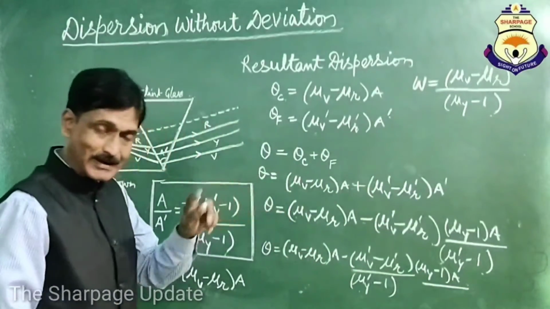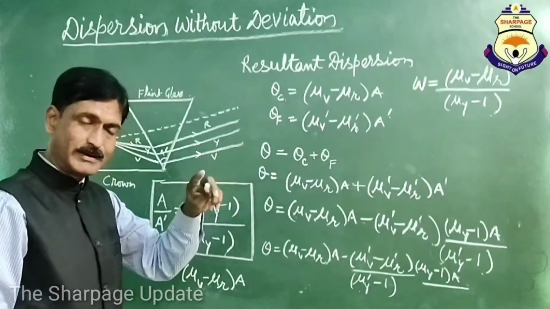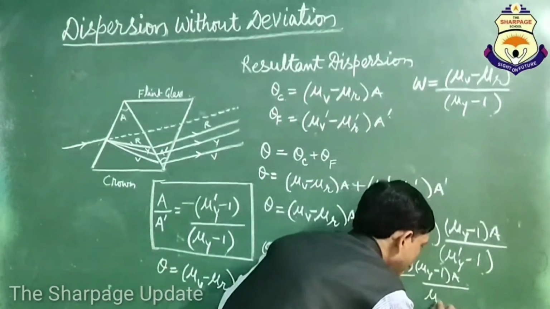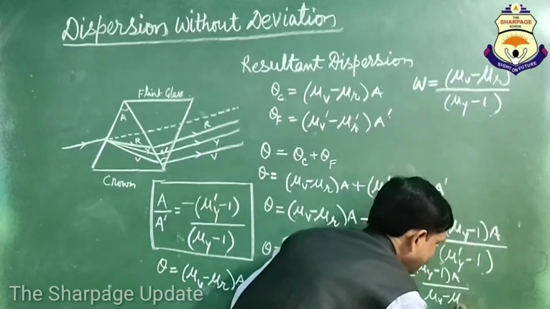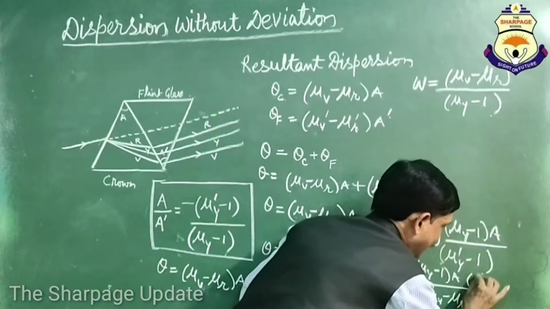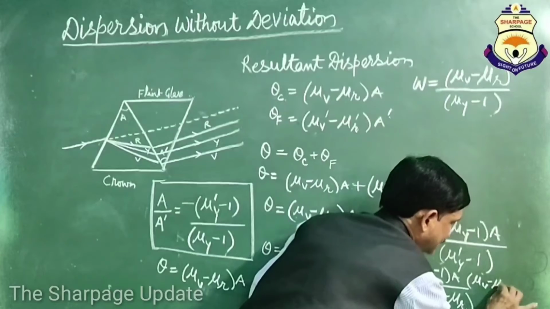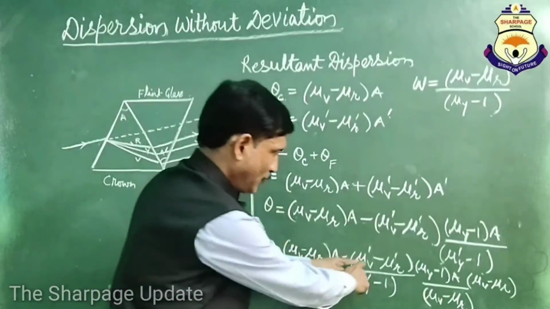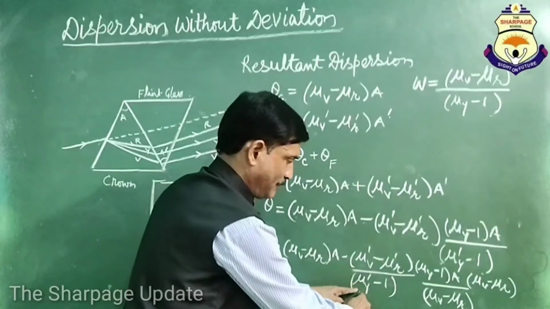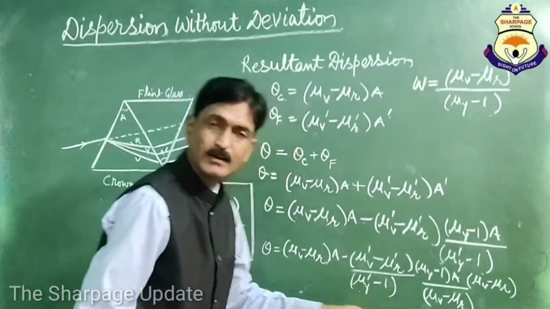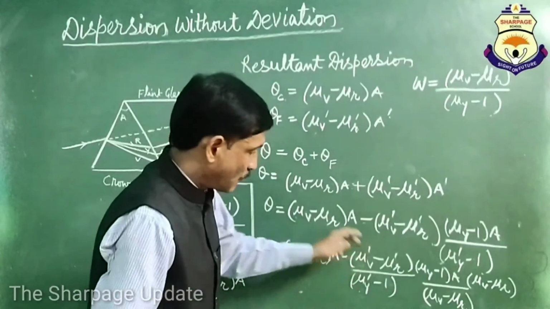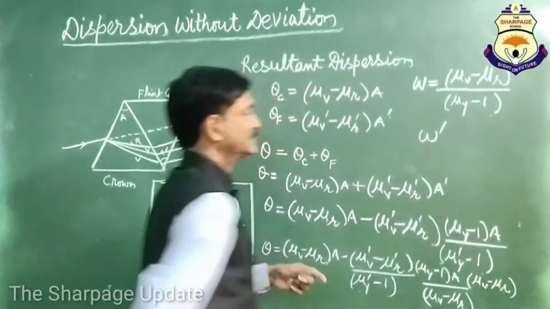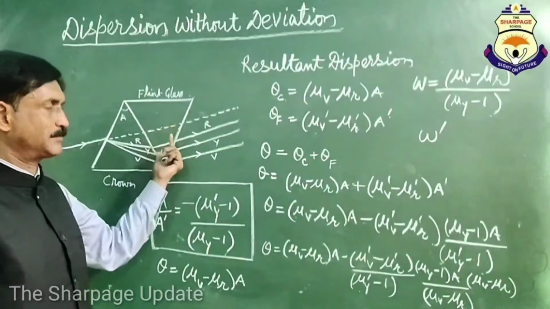Now we are multiplying denominator and numerator with mu V minus mu R. So mu V minus mu R and here mu V minus mu R. Now you can see here mu V dash minus mu R dash upon mu Y dash minus 1 can be written as 1 upon omega dash. Here omega dash represents the dispersive power for the flint glass prism.